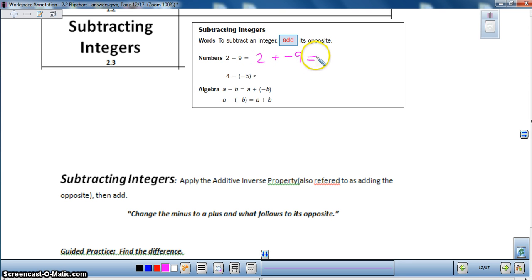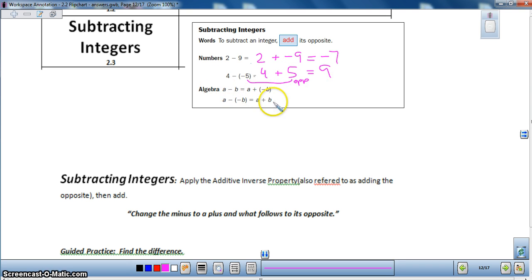We use our rules from addition. Subtract. Keep the larger absolute value. 9 minus 2, negative 7. What about if you have minus a negative? Well, that means 4 plus the opposite of negative 5. Well, what's the opposite of negative 5? The opposite of negative 5 is 5. 4 plus 5 gives us 9.